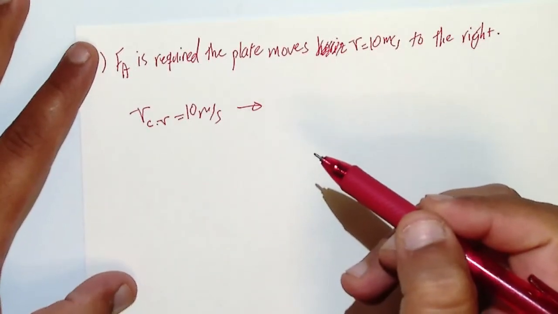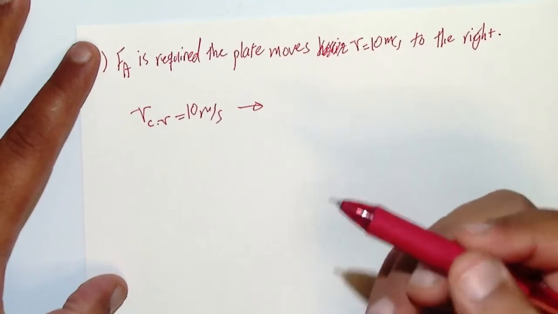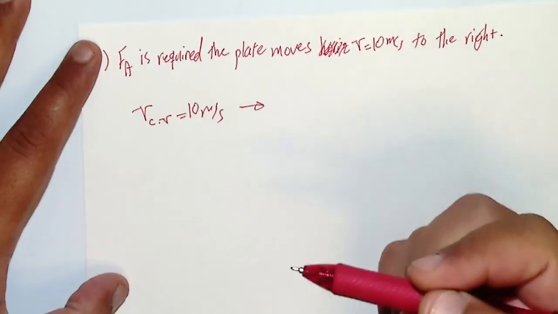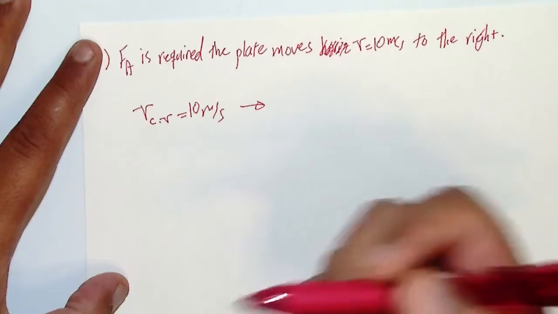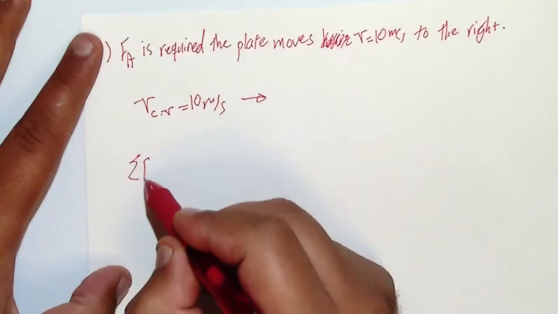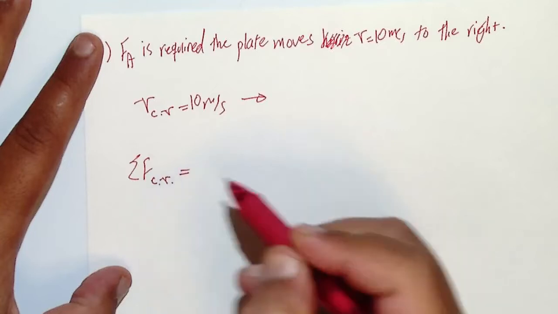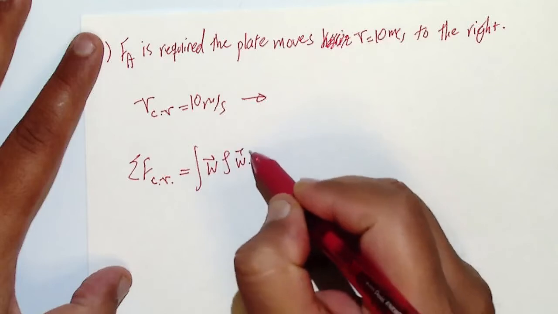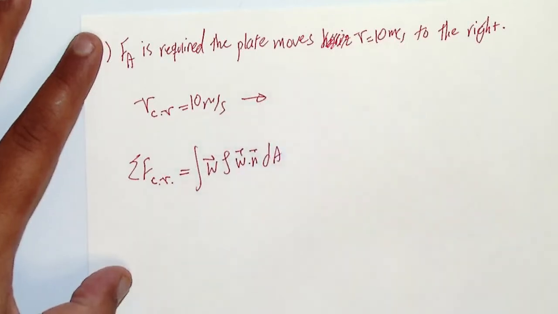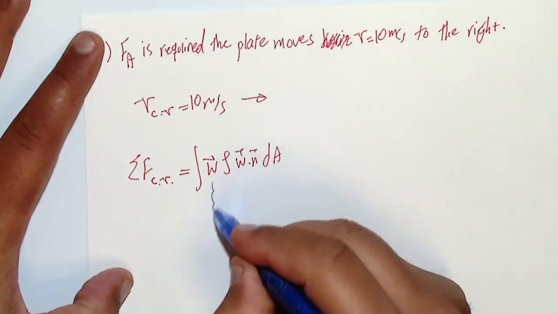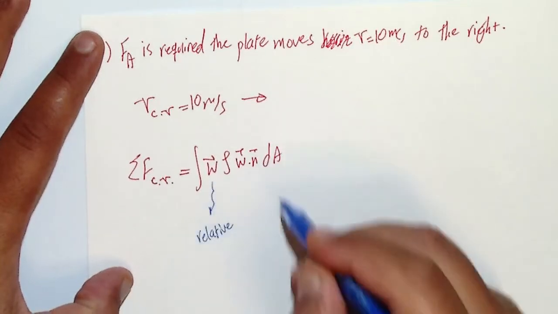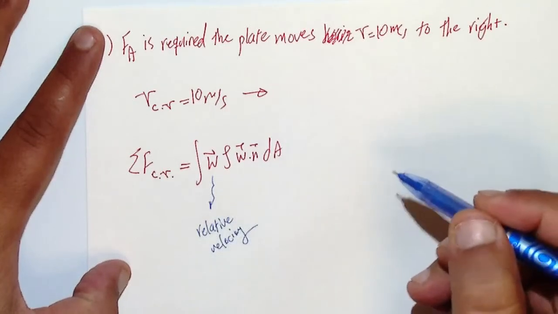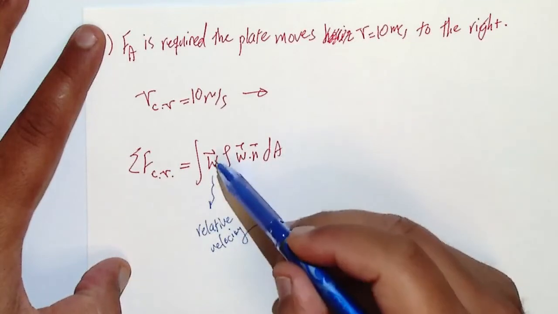Now you know that you have to apply the conservation of momentum again in the y direction, but this is the difference, that the control volume is moving by itself. So sigma of F on the control volume, as we talked about in class, is equal to the integral of w rho w dot n dA. What is the w? W is the relative velocity, right? The relative velocity.